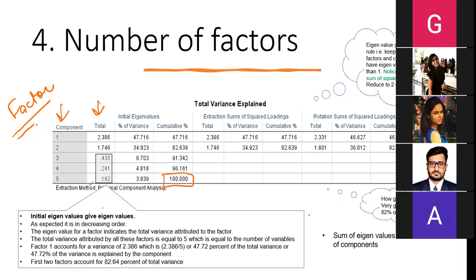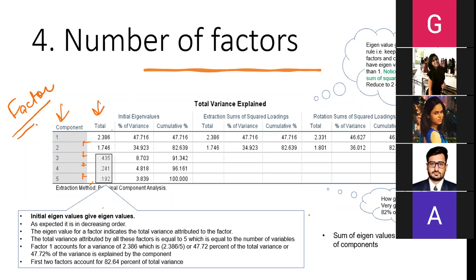If I have 5 variables, I'm using the whole data, then it will explain 100%. But we have to see how many factors we can reduce it to, so that we can explain at least 60% of the variance. So the first thing is to look at these eigenvalues. Just add these. What is the sum? 2.386 plus 1.746 plus 0.435 plus 0.241 plus 0.192. What is the value?